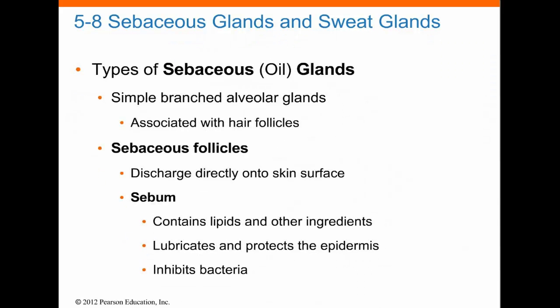So the types of sebaceous oil glands: there are the simple branched alveolar glands associated with hair follicles, sebaceous hair follicles, and they discharge directly onto the skin, and also sebum, which contains lipids and other ingredients, and it lubricates and protects the epidermis, and it inhibits bacteria.